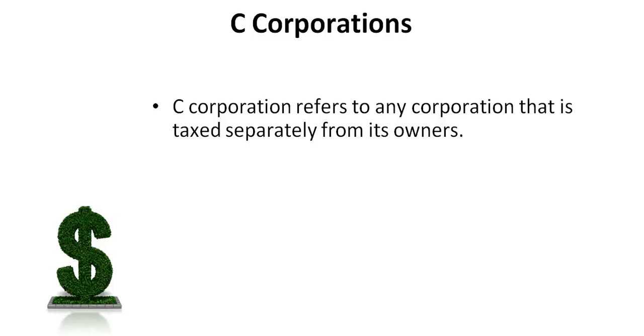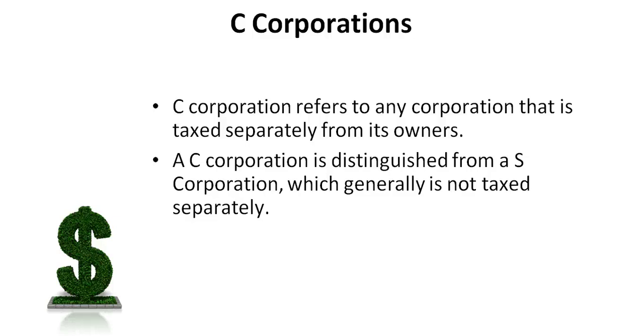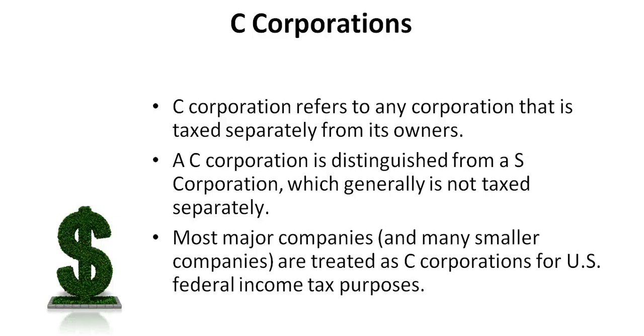C corporations refer to any corporation that is taxed separately from its owners. A C corporation is distinguished from an S corporation, which generally is not taxed separately. Most major companies and many smaller companies are treated as C corporations for U.S. federal income tax purposes.